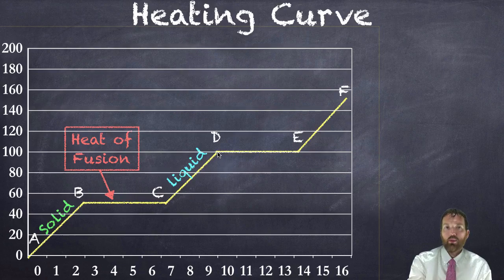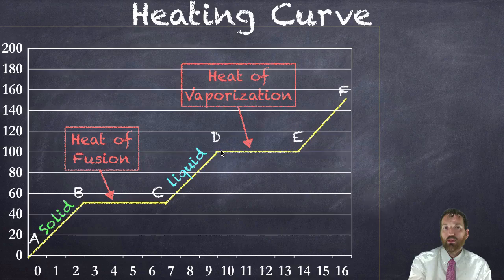At point D here, we are starting to vaporize or boil the liquid. That is where we would reach the heat of vaporization. We've added enough energy to keep the temperature constant while we are transitioning to a gas state. By the time we get to E, we are 100% gas, and now the gas is just being heated up from E to F here.